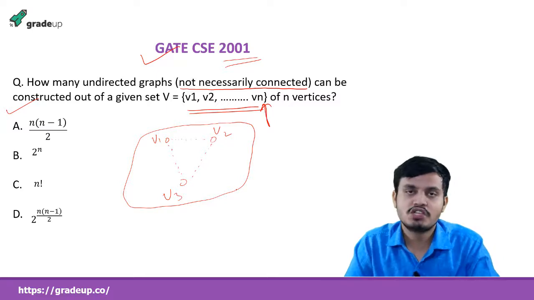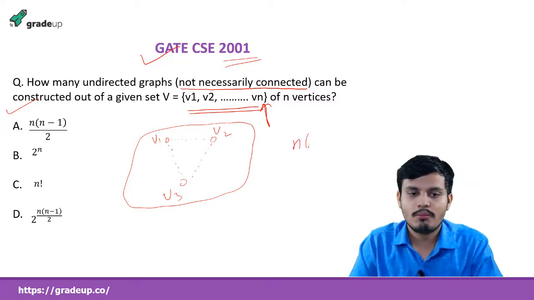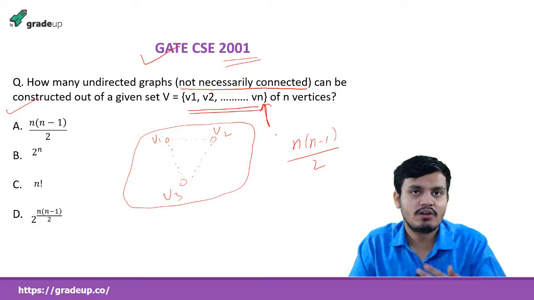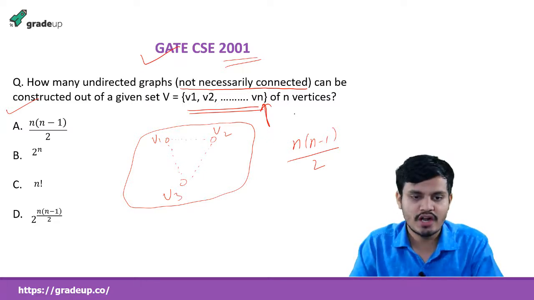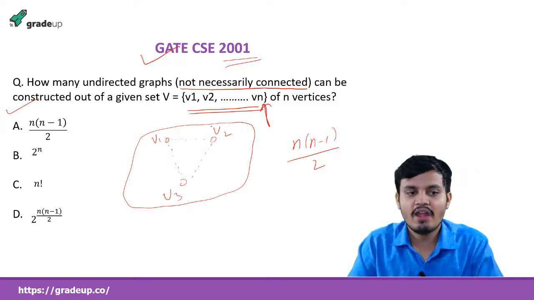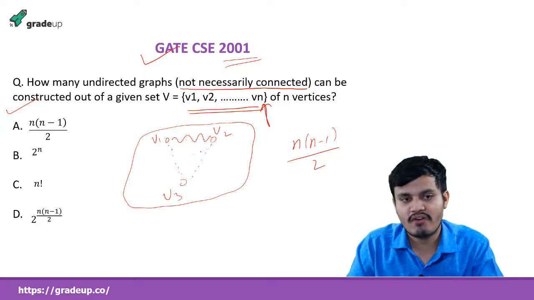So the maximum edges is present in the complete graph. In a complete graph, there will be n into n minus 1 by 2 edges, and we have proved it in two ways. How? By using the handshaking lemma and by using some intuition also. So these many edges can be present in a complete graph, and to construct a graph, an edge may or may not be present. This may affect it.